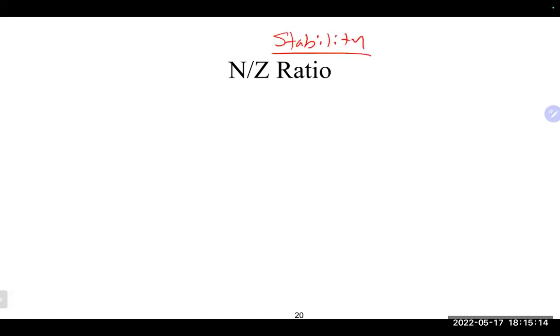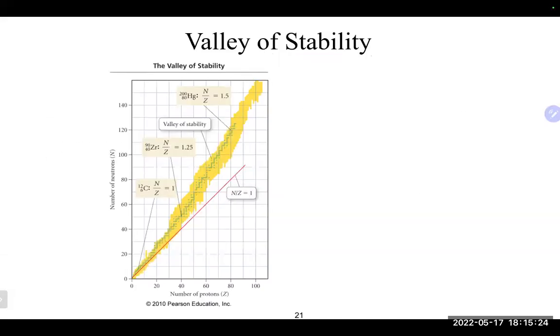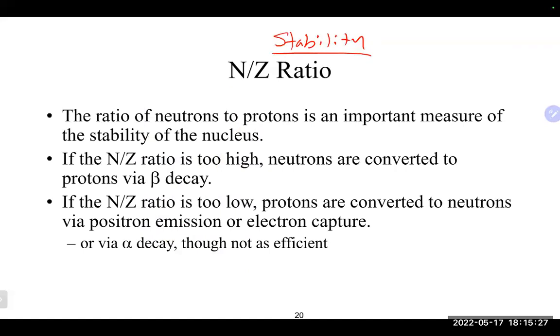And one common way that we measure stability of nuclides is to do what is sometimes referred to as the N to Z ratio. The N meaning neutrons, the Z meaning really the atomic number, or the number of protons. So really our neutron to proton ratio here. And it is a measure of stability. There is a certain ratio, depending on the atomic number of a nucleus or element, the proper stable neutron to proton ratio.